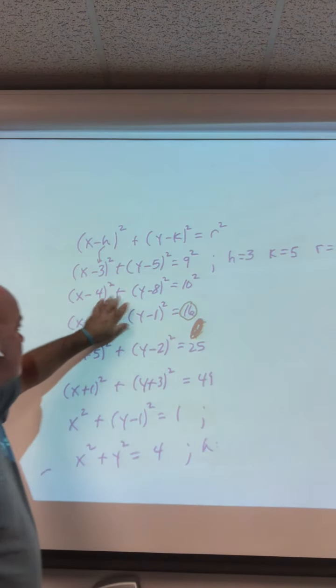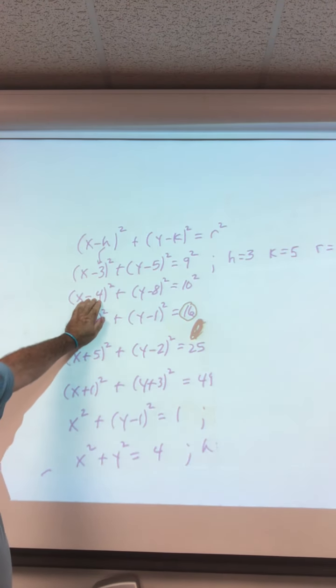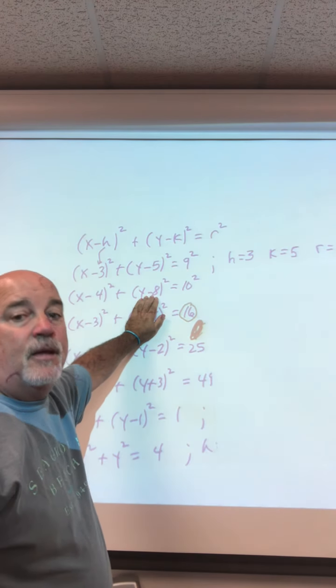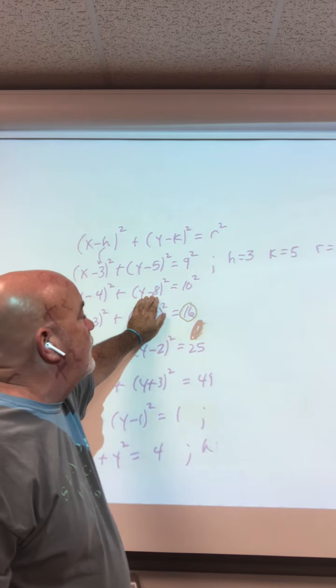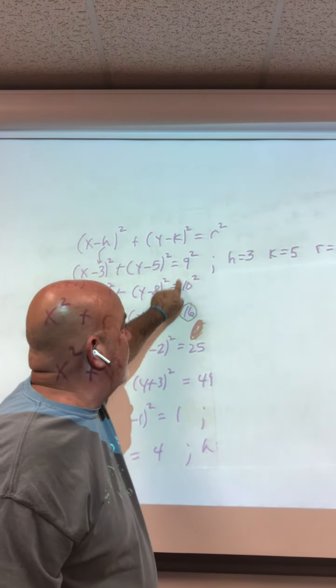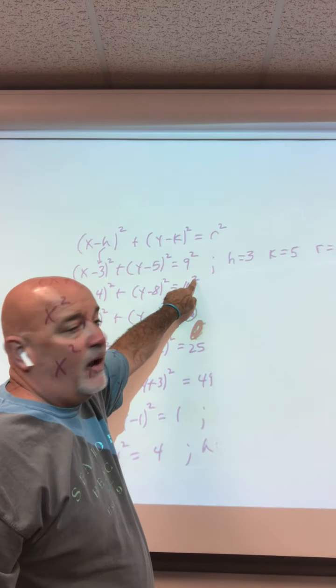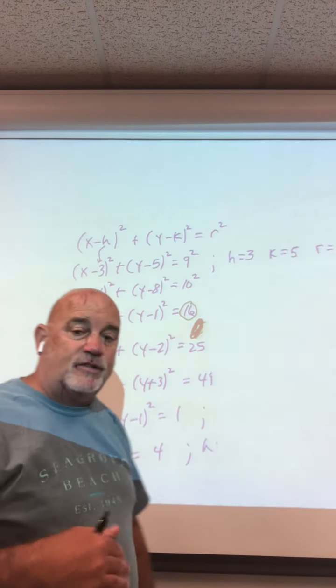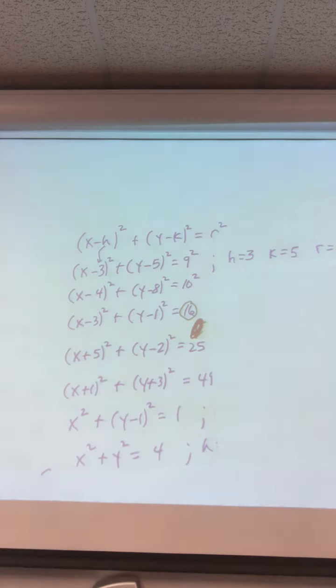All right, so let's do this one. What's h here? Positive 4. What is k? Positive 8. What is r, which means radius? It's the square root of that. What's 10 squared? 100. What's the square root of 100? It's 10. Okay, let's do this next one.